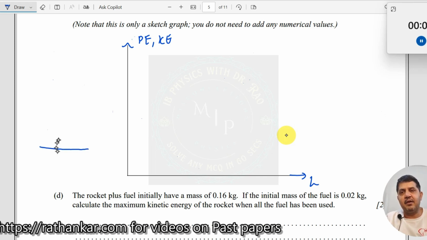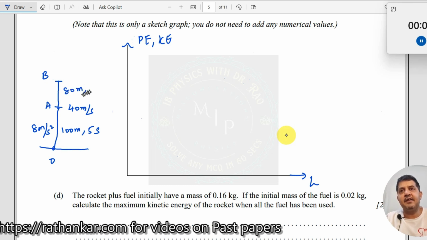So this is the ground. Starts from point O. Rocket goes upwards to a height of 100 meters. All the fuel gets over at point A. It takes 5 seconds to reach this point. The velocity at this point is 40 meter per second, and the acceleration is 8 meter per second square. And from point A, since its velocity is there, it keeps on moving upwards to a certain height, let us say point B, and at this point it has reached a height of 80 meters, and it has taken 4 seconds to reach the maximum height.